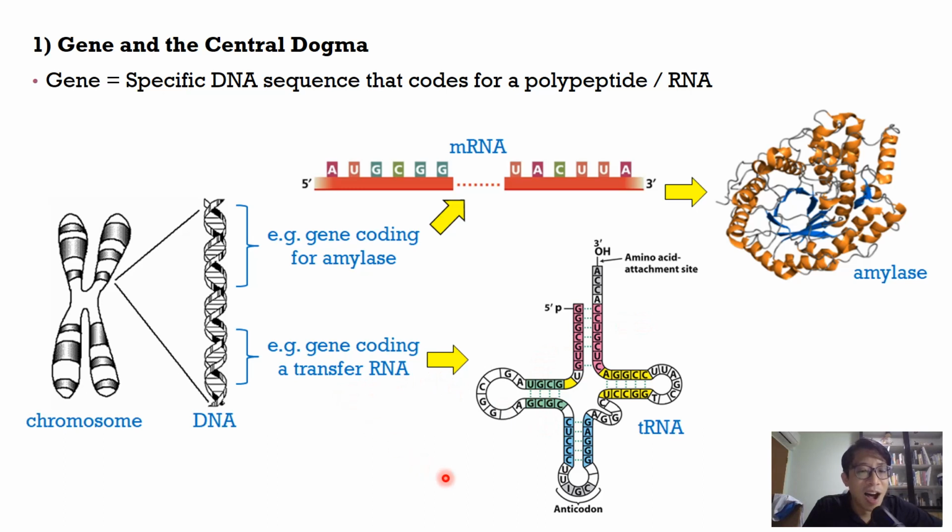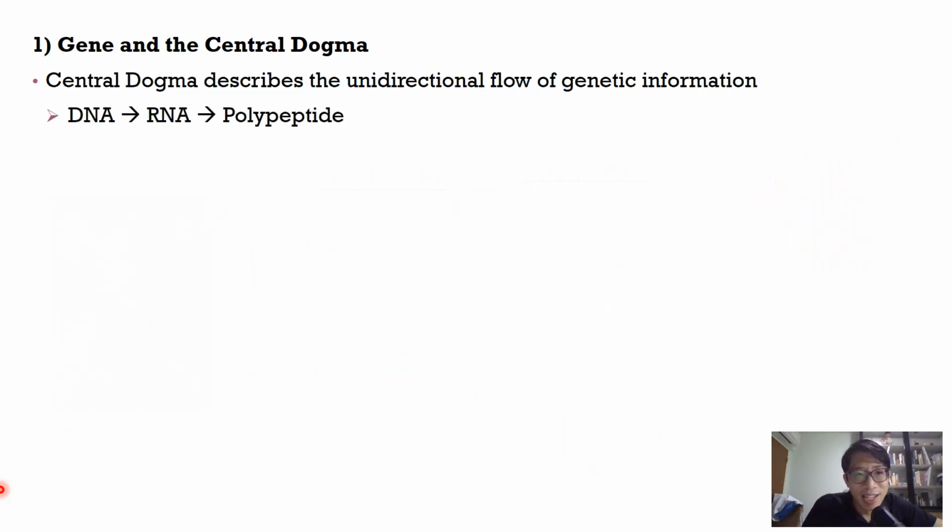And of course, there are other genes that code for rRNA as well, and these genes in a eukaryote are found in the nucleolus. So the rRNA is also not translated into a protein and remains as rRNA. Okay? So looking at the central dogma, which describes the flow of information from the DNA to RNA to the protein or to the polypeptide.